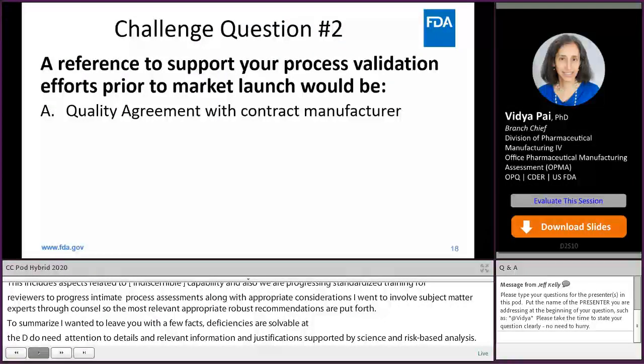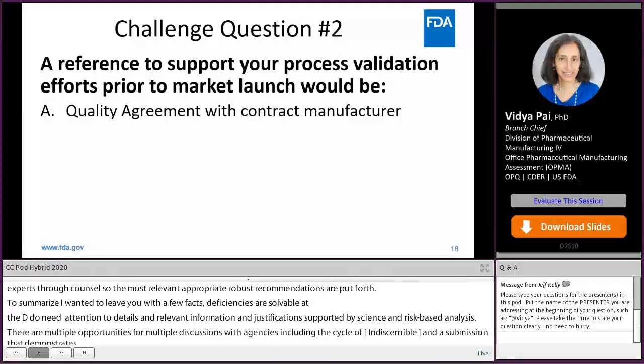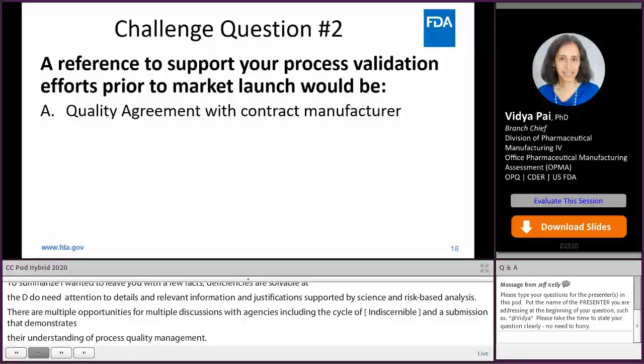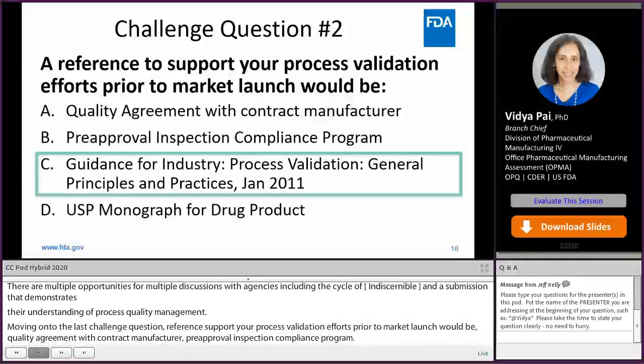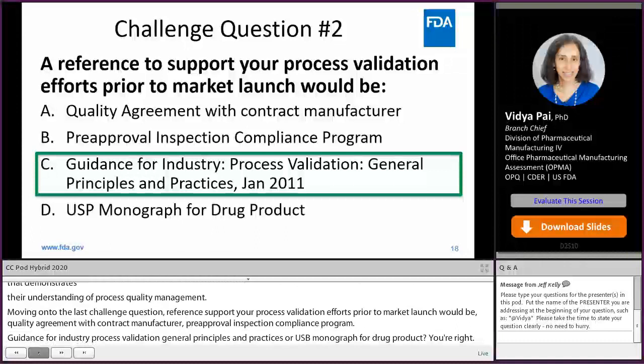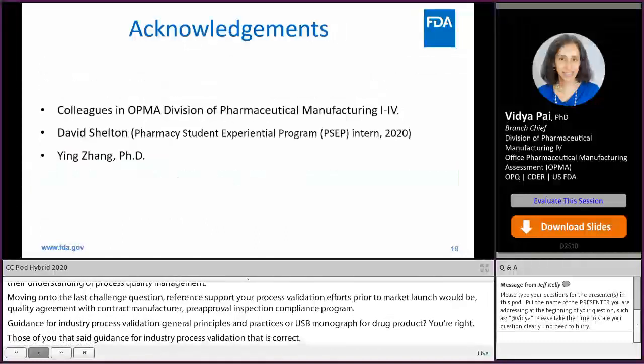So moving on to the last challenge question. So a reference to support your process validation efforts prior to market launch would be A, quality agreement with the CMO, the contract manufacturer, pre-approval inspection compliance program, guidance for industry process validation, general principles and practices, or USP monograph for the product. Yes, you're right. Those of you that pick guidance for industry process validation, general principles, that is correct. This is something that you would reference as your product was approved and you were into your final validation exercises.